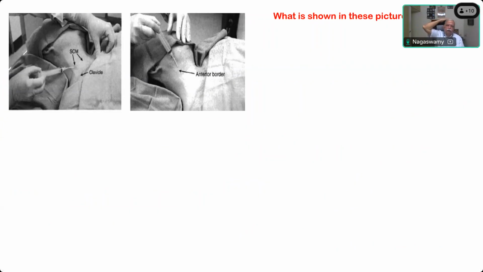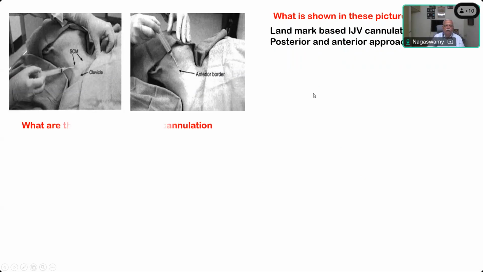This is a very easy one. Landmark technique for IJV cannulation. Two pictures are there. One is the anterior approach and one is the posterior approach. This is a landmark-based IJV, posterior and anterior approach. This is the posterior approach. You can see the external jugular vein. This is the lateral border of sternocleidomastoid. This is the anterior approach.